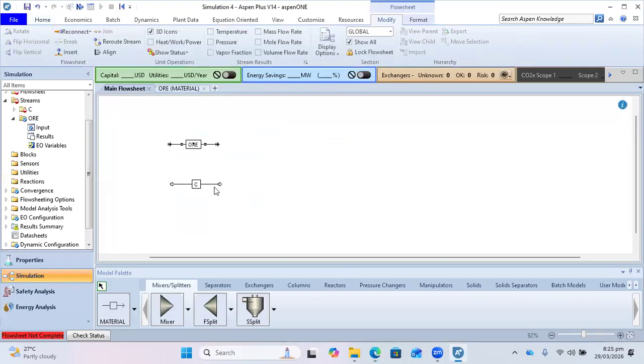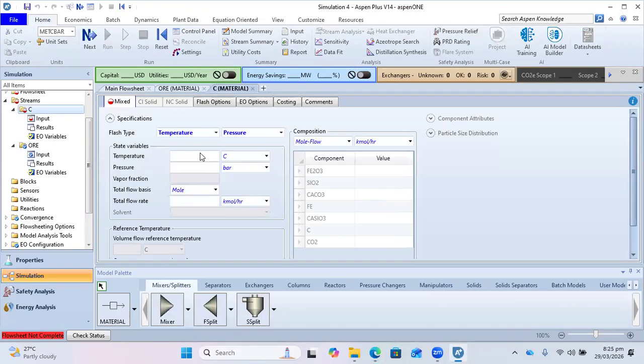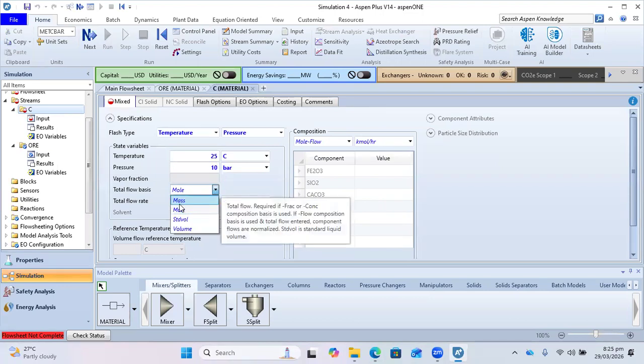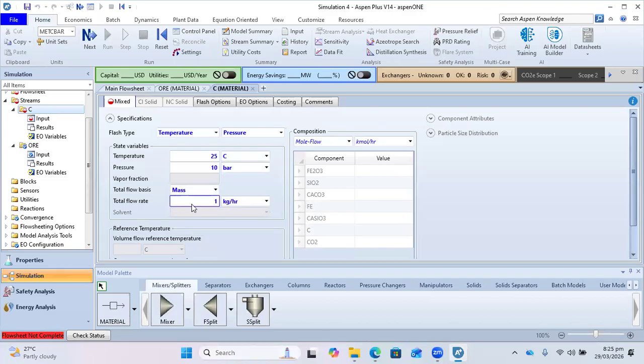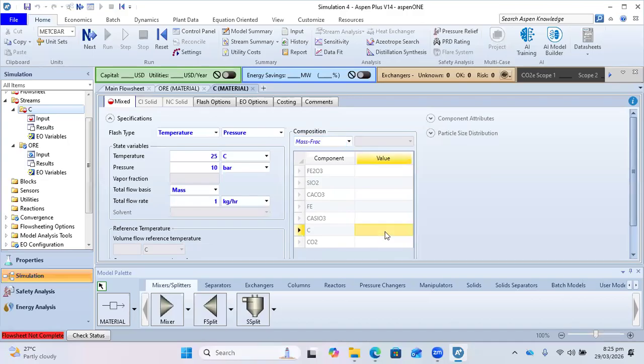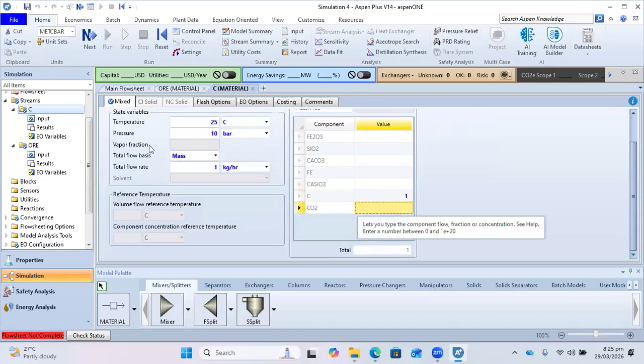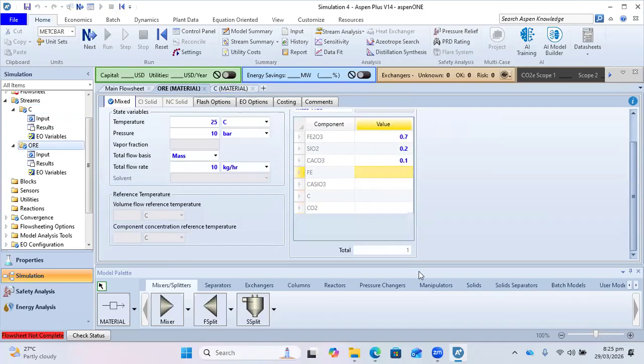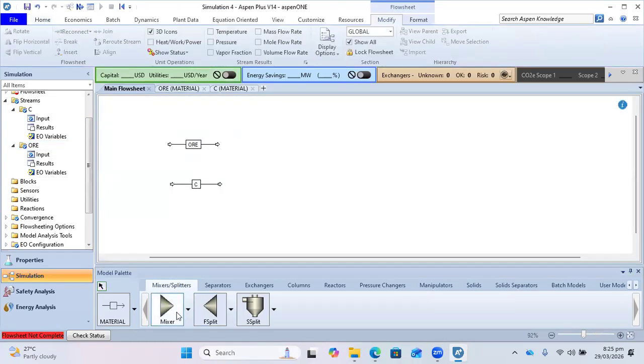Then for the carbon or the coke, same temperature and pressure. Once again, we change this to mass and we use 1 kilogram per hour. And it's just pure carbon, so mass fraction will make carbon one, right? And as I said, we always check to make sure the total is one. So we are fine with that. Now we can mix them up. Let's mix them and then we send them into our reactor.